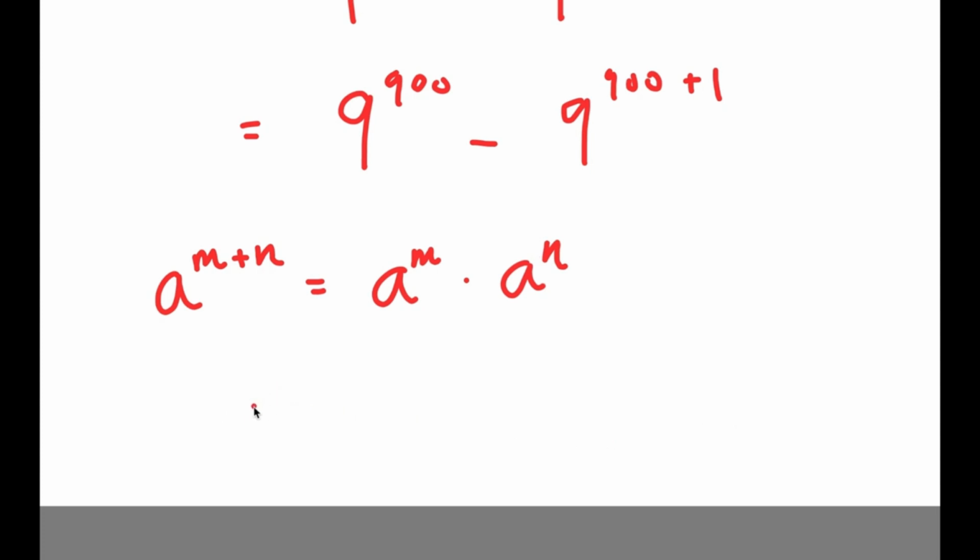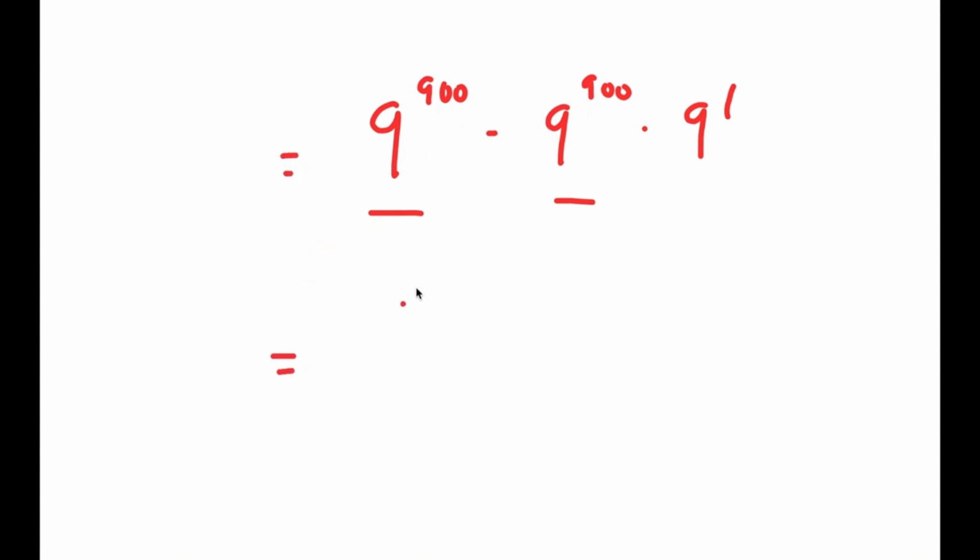So I get 9 to the power of 900 minus 9 to the power of 900 times 9 to the power of 1. Now from here, these two terms have the number 9 to the power of 900 in them. So I'm going to factor out 9 to the power of 900, which is what I said I was going to do at the beginning of the video.